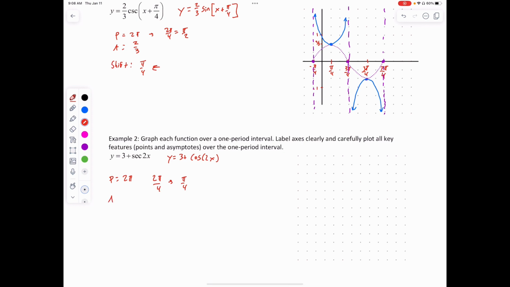My amplitude, again, for this cosine graph is 1, hasn't changed. And I do have one shift. I'm going to go up by 3. All right, so how does that shake out here? Well, no horizontal shifts. So because this is going to be cosine, we'll start with a period to the right.